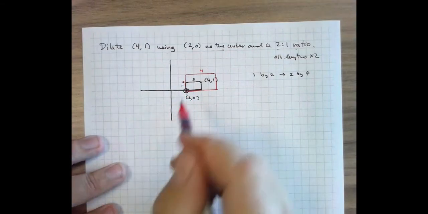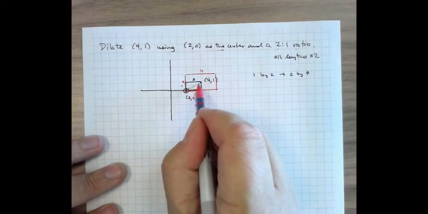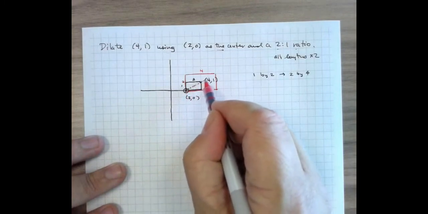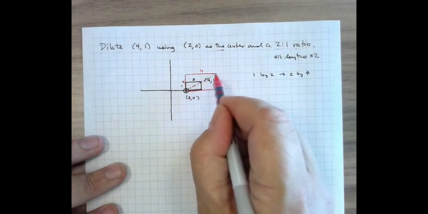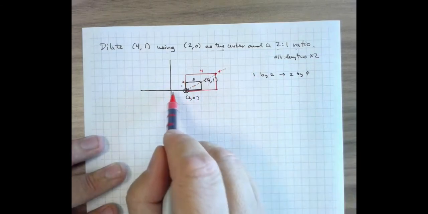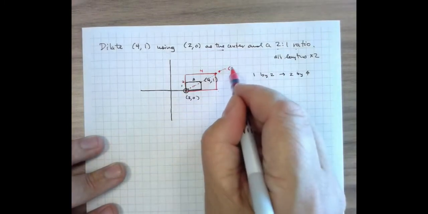The answer to the question is, the original point was this point opposite the center, so my image point is still this point opposite the center. So right there is my image point, and my answer is the coordinates of that point, which would be 1, 2, 3, 4, 5, 6, 2.